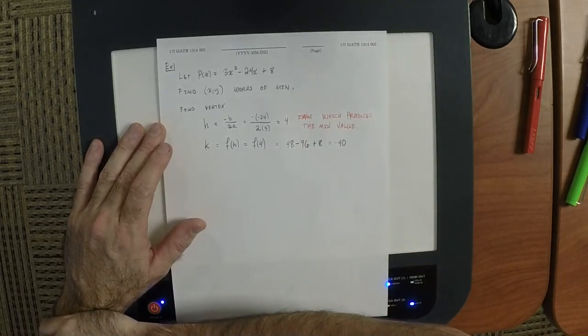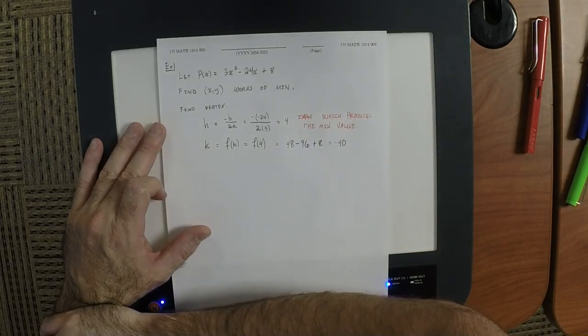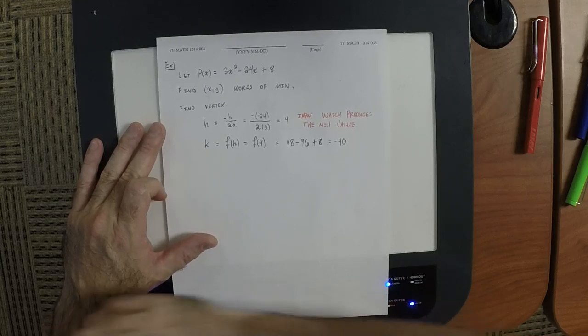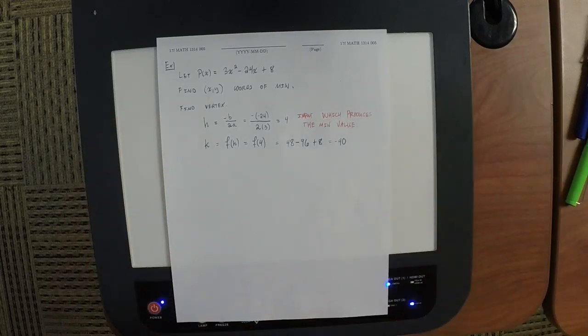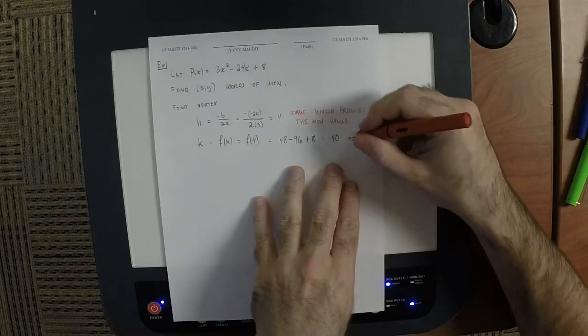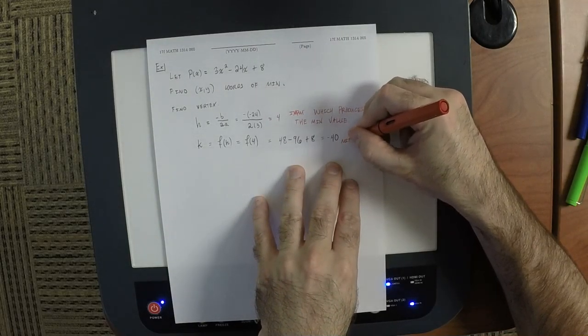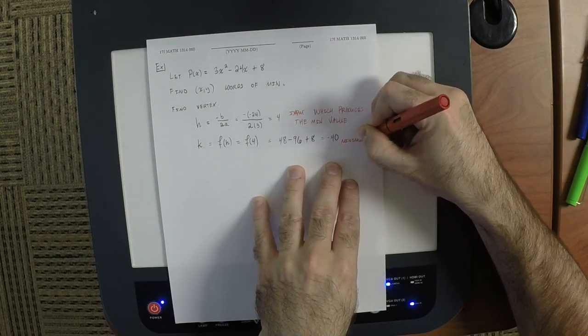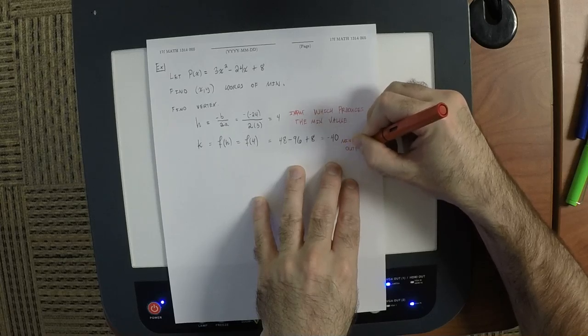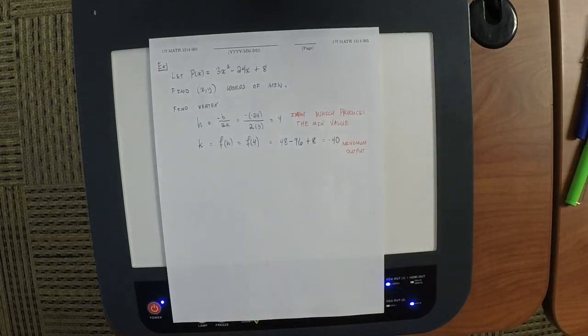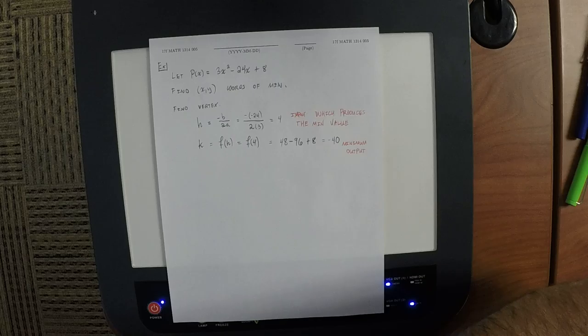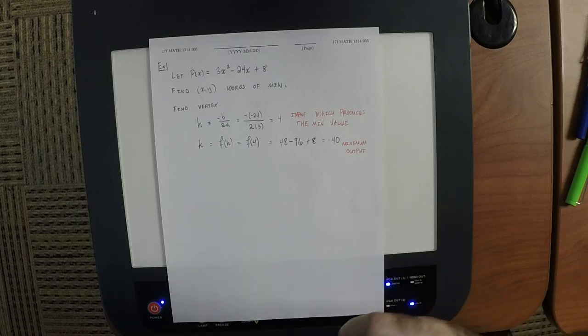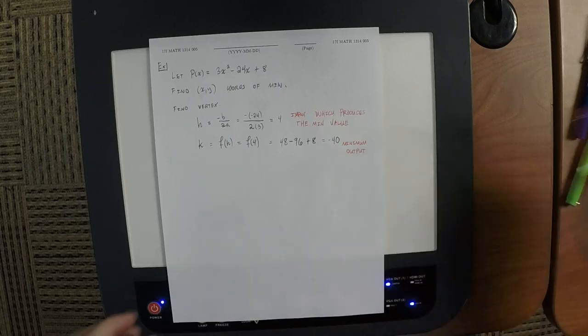So what is negative 40? This is the minimum output. The function has lots of outputs, but no output is smaller than that. Good. Any question about this?